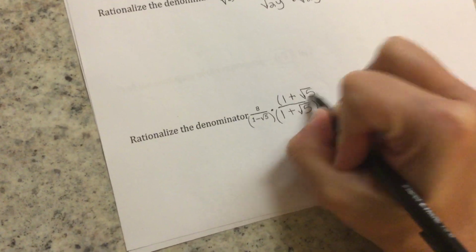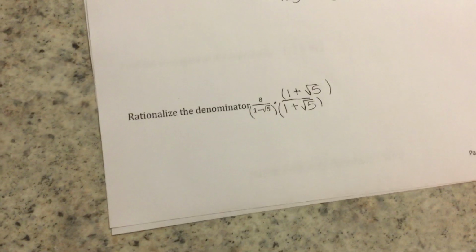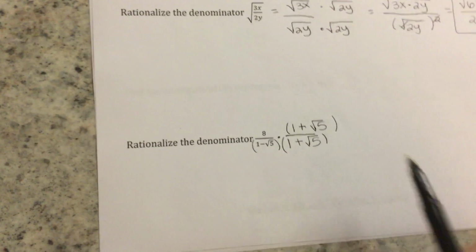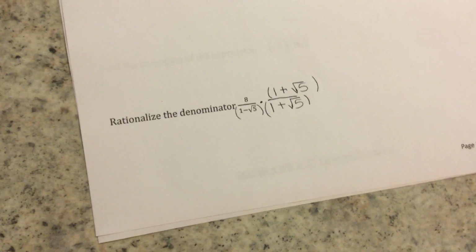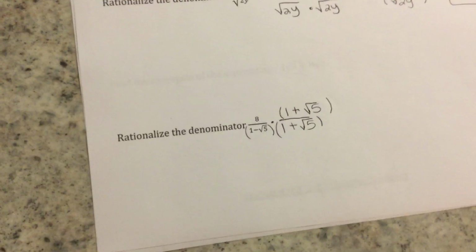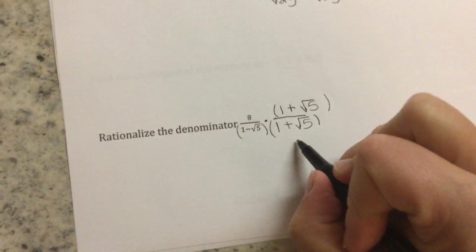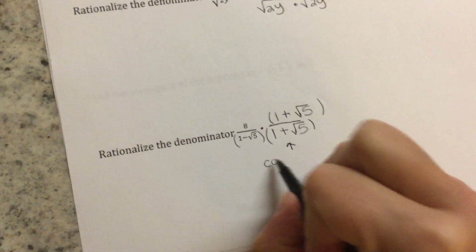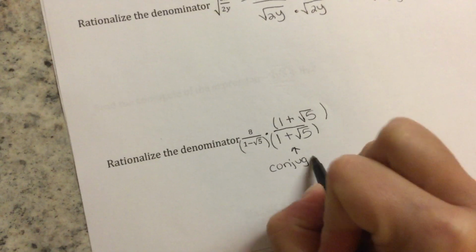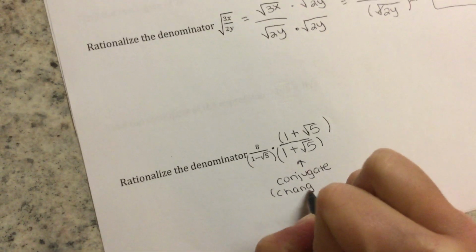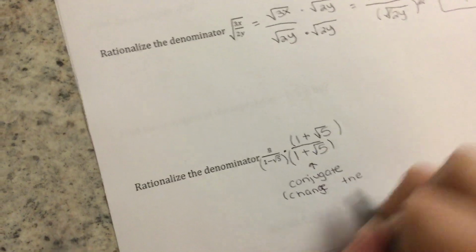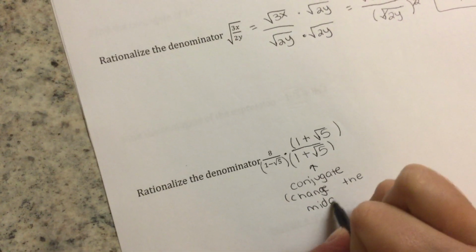Just like we did before, what you do to the bottom, you have to do to the top. Because this is just a fancy way of writing 1. 1 plus the square root of 5 divided by 1 plus the square root of 5 is just 1. So that's what's called the conjugate, where we are going to change the middle sign.